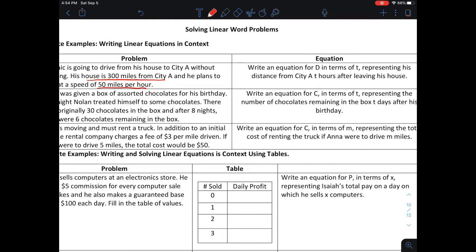So, we need to write our equation as D equals. So, D equals, and then our variable in this case is going to be T. City A is 300 miles away from him, so we start with 300. If he doesn't drive at all, the distance away is 300. Now, for every hour of T that he drives, he will decrease his distance by 50 miles. So we'd go 300 minus 50 times T.